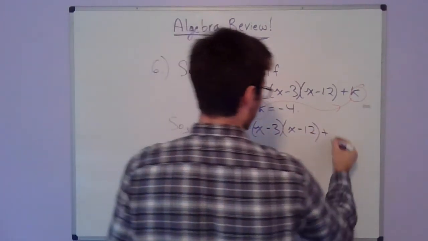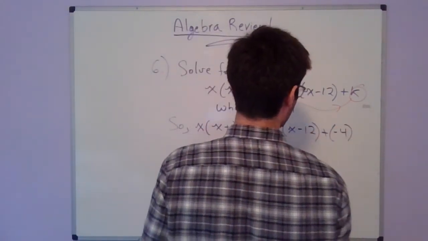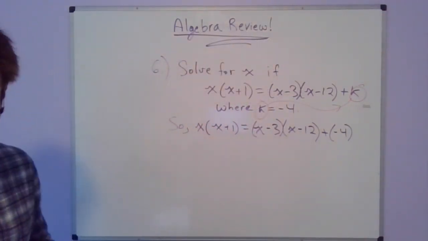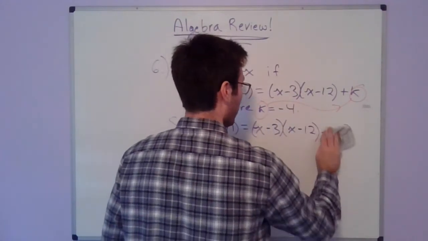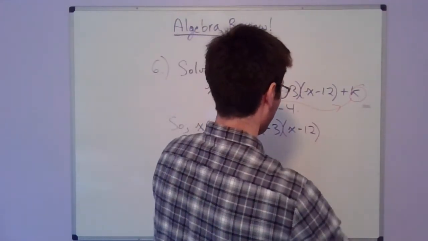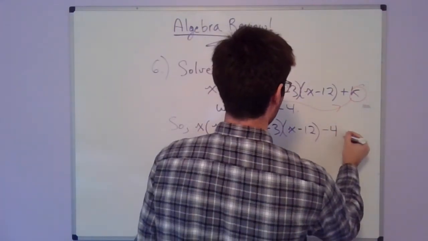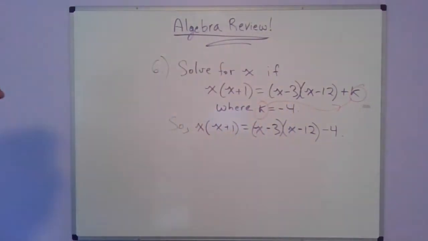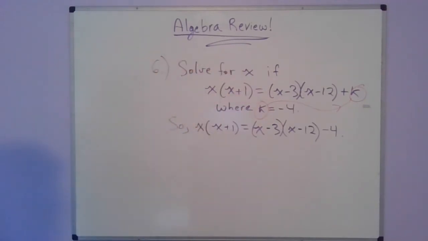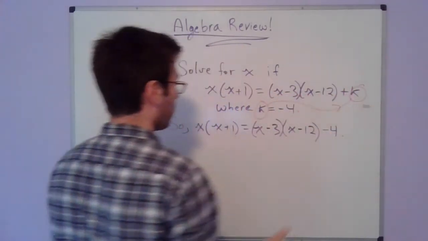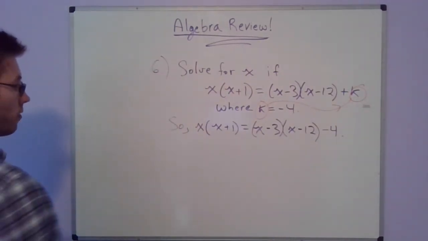And whenever we substitute, remember our parentheses. In other words, we have a plus and a minus. I could just write -4 right here. No harm in doing that. All right, so I'm just taking what k is and I'm writing that number there. Now I have everything just in terms of x. There's no k here anymore. Now I can figure out what x is.